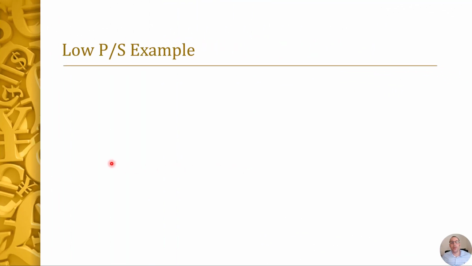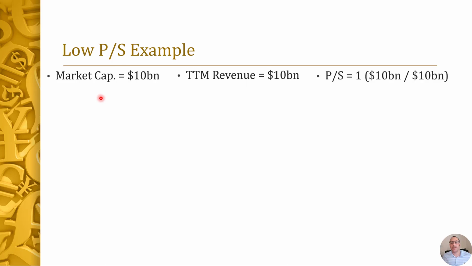Now let's go through a low price of sales example. Say we had a company with a 10 billion market cap, trailing 12-month revenue of 10 billion, and price of sales of 1, 10 billion over 10 billion. You may be wondering, why is the market cap so low? $10 billion with 10 billion of revenue. Shouldn't the market cap be a lot higher?